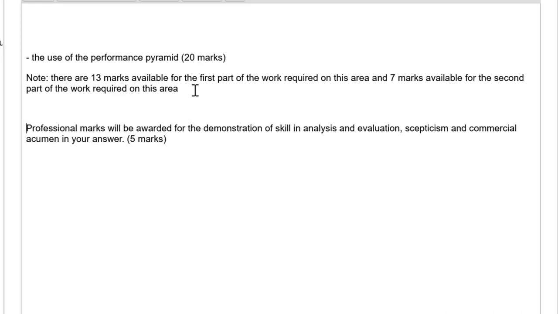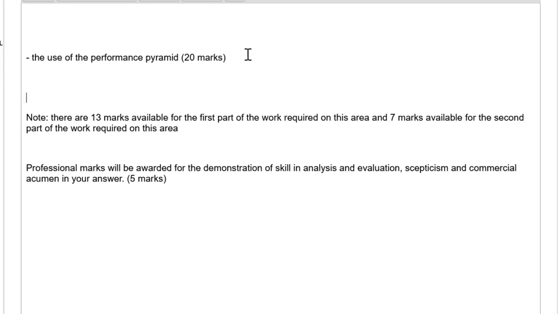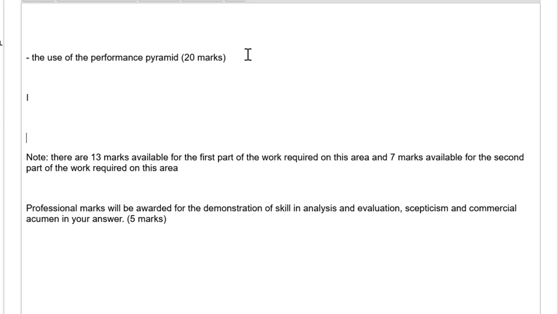So we've got one big question on the performance pyramid, and from the notes, it looks like it's broken into two parts. We've got 13 marks for the first part of the work and 7 marks for the second part of the work. So I will just make a note to myself with a Roman numeral 1, a Roman numeral 2. When I find those embedded requirements, I'll paste those right into this spot. 13 marks for part 1, 7 marks for part 2.